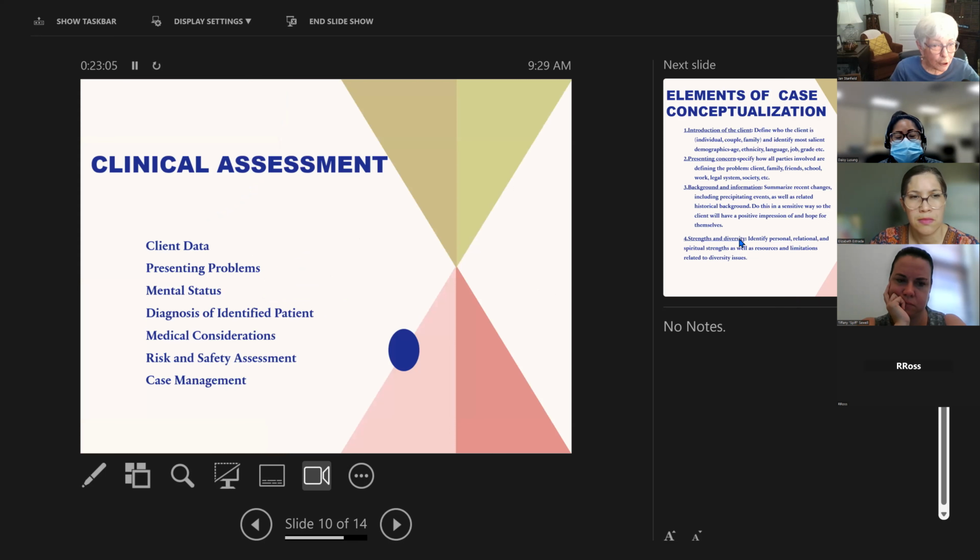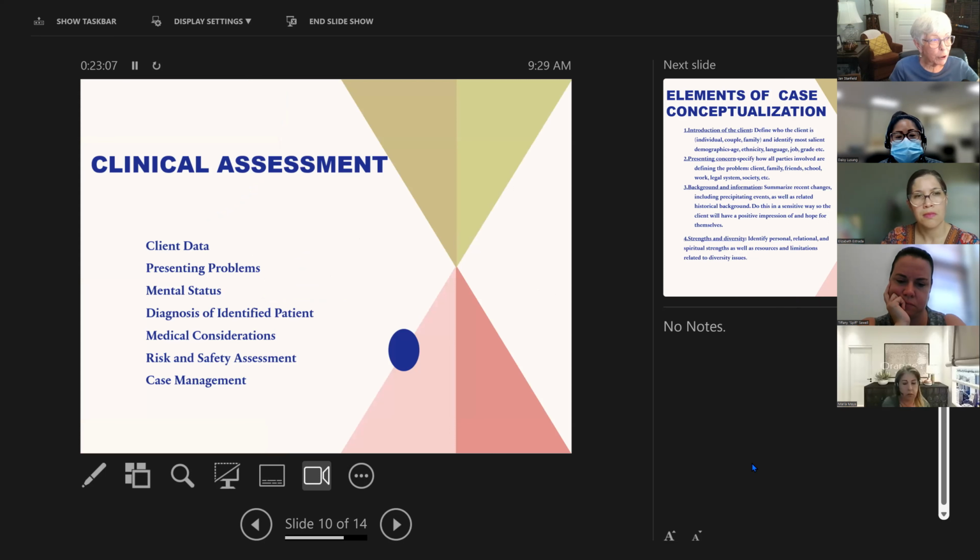So the specific terms, Spiff, would you read those? Clinical assessment is client data, presenting problems, the mental status, diagnosis of identified patient, medical considerations, risk and safety assessment, and case management.